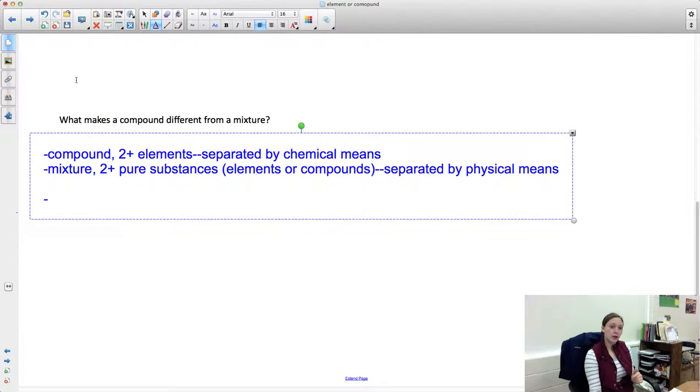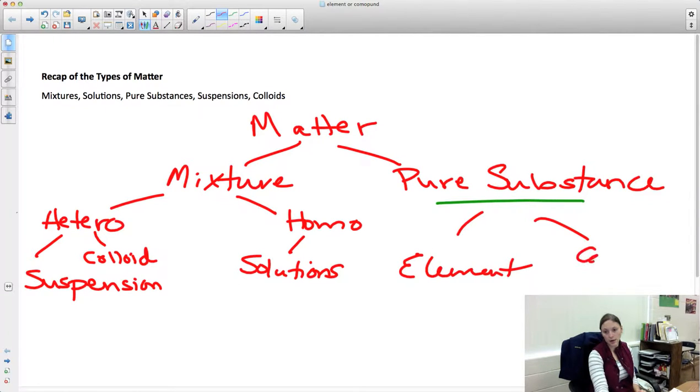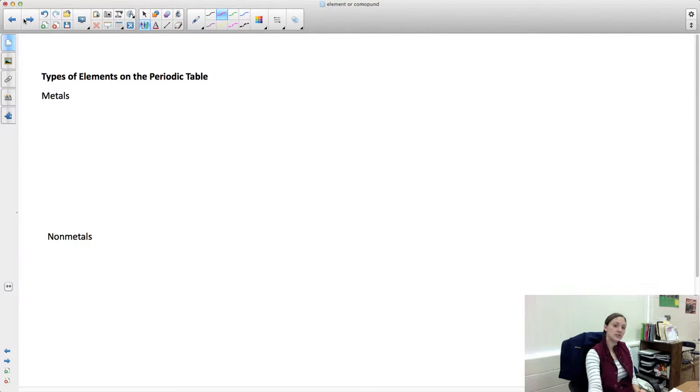Alright, so if we were back up to this at the beginning, your pure substance would break down into either an element or a compound as the types of pure substances that we're going to look at. Now we're going to look at different types of elements on the periodic table, and this is just kind of our introduction to the periodic table. We'll look more closely at the elements in the next chapter and even more closely in the following chapters. So let's just start off with metals.